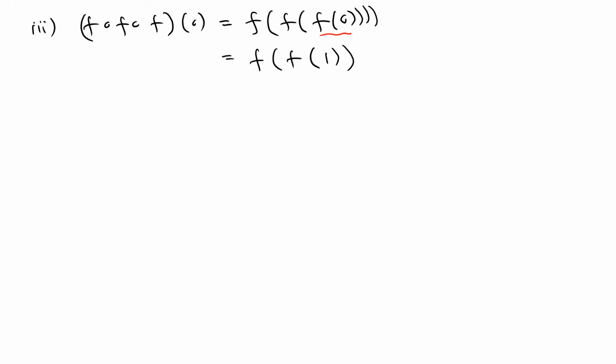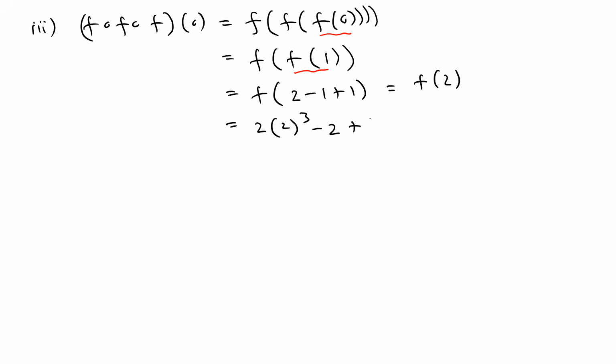Now we go to the f function again and plug in 1. If you plug in 1 to the f function, you're going to get 1 minus 1 plus 1, which is 1. That means f of 1 is 1, so now we plug in 1 again. Plugging in 2 to the f function gives 2 cubed minus 2 plus 1. If you simplify, you should get 7. Good.